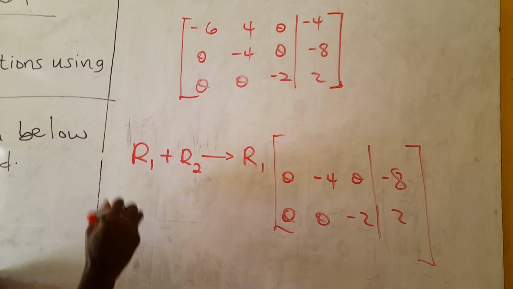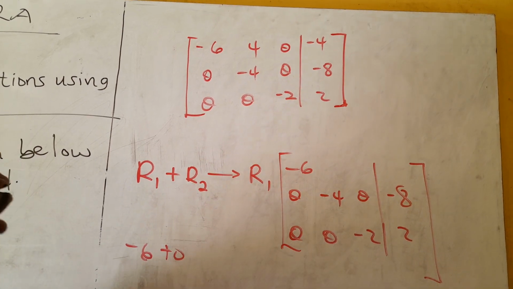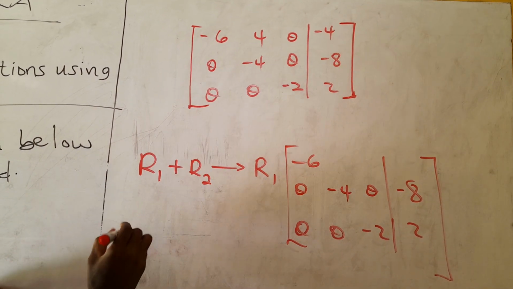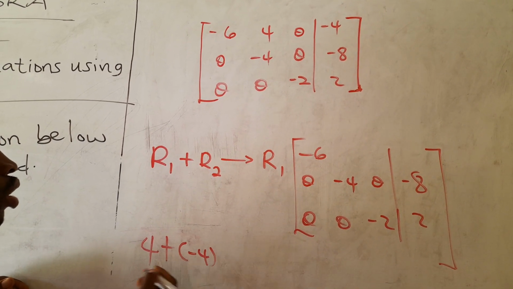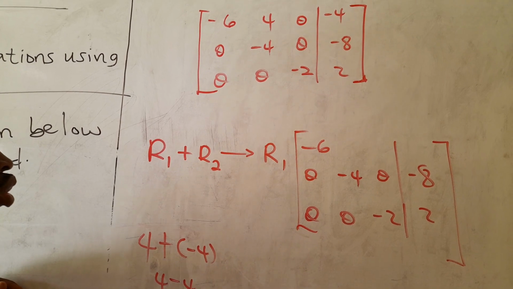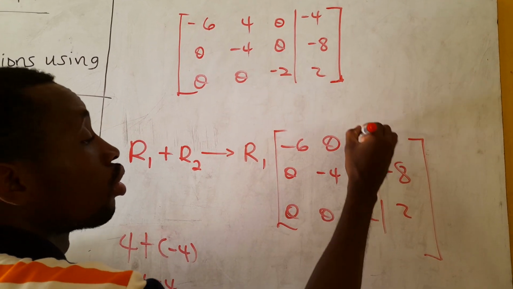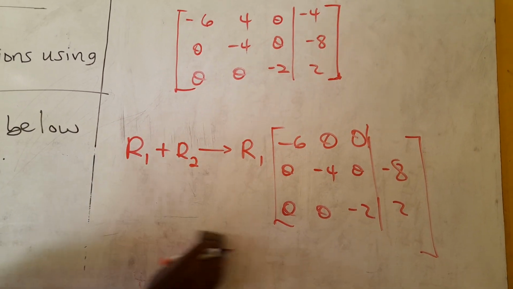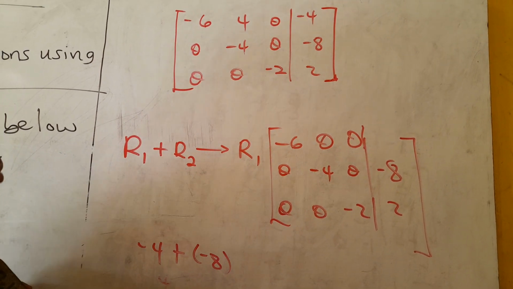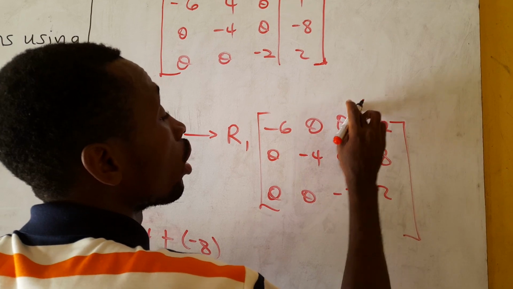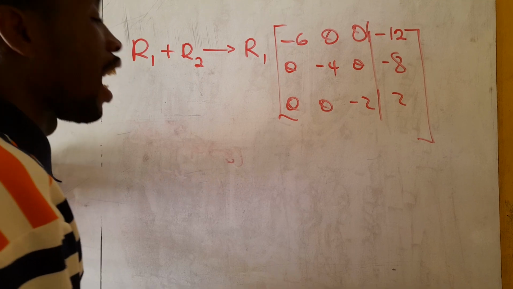So what's our R1? The negative 6. Negative 6 plus 0 will be still negative 6. You don't have problem there. So negative 4. So this R1 is 4 plus negative 4. 4 plus negative 4 is 4 minus 4, which is 0. Then 0 plus 0 is 0 for that one. Then the last one here, negative 4 plus negative 8. That will be negative 12. So we'll have negative 12 there. So all the entries below and above now are 0.